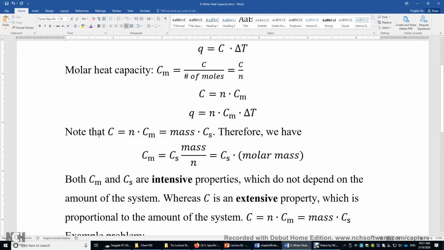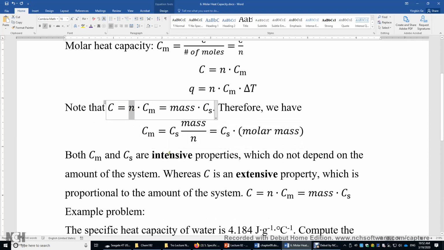Remember, heat capacity is equal to N times C sub m equals mass times C sub s. Therefore, C sub m is equal to mass times C sub s divided by N. And then we obtain this equation. The molar heat capacity is simply the specific heat capacity multiplied by the molar mass of the substance. We are talking about a pure substance here.